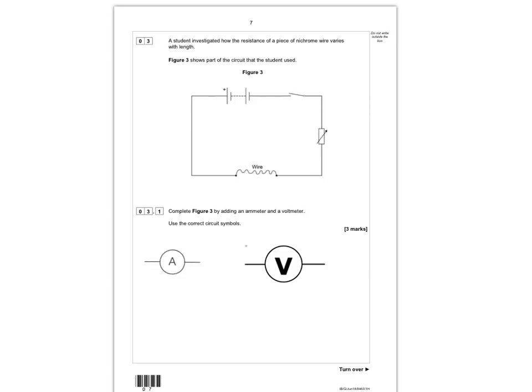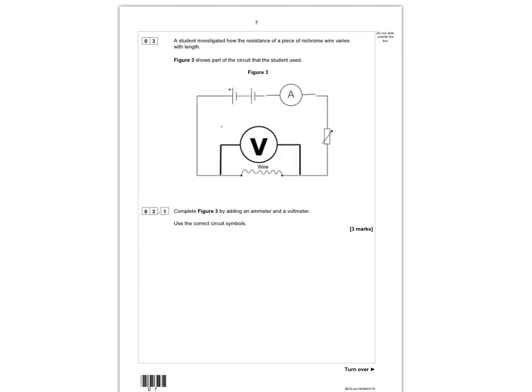And the next part is for getting them in the correct position. So you must remember that the voltmeter goes in parallel and the ammeter goes in series. So you can see here that the voltmeter is in parallel, and that will get you a mark for the voltmeter to be in the right position because it's across the wire.